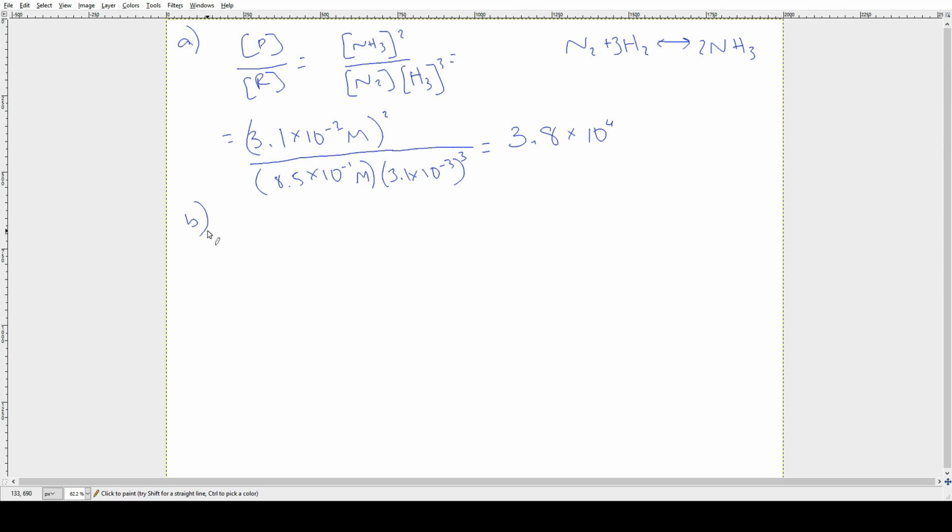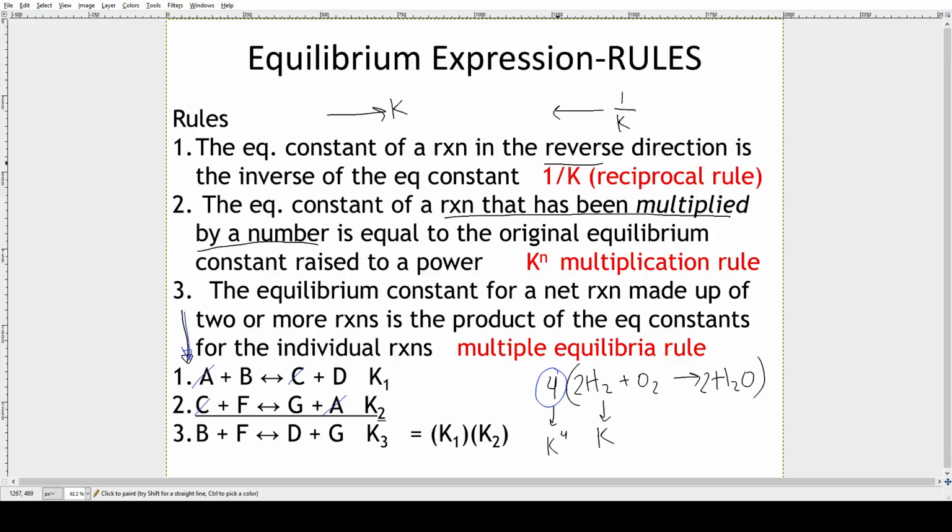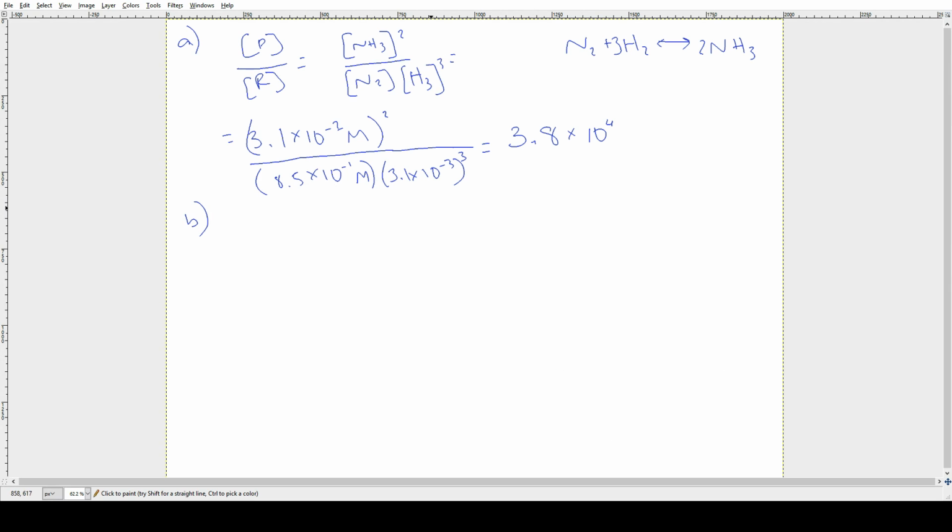All right, step B, calculate the value of the equilibrium constant at the same temperature if the reaction was reversed. If something is reversed, I need to use the reciprocal rule, so 1 over K. This is the reciprocal rule, so 1 over K. So K equals 1 over our number, 3.8 times 10 to the fourth, and this should be equal to 2.6 times 10 to the negative 5.